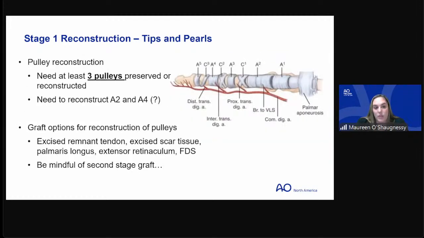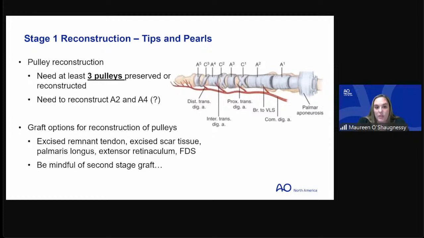As far as pulley reconstructions, in general, we say that you need at least 3 pulleys preserved or reconstructed to undergo reconstruction. So historically, we've said A2 and A4 are the most crucial. If they aren't there, you must reconstruct them. But now, as we've heard from Dr. Tang, that's a little bit more of a debatable topic now. And so I think this is where the wide awake surgery can really come in handy too, to be able to assess for bowstring and things like that.